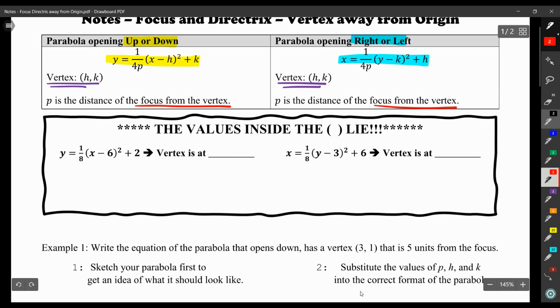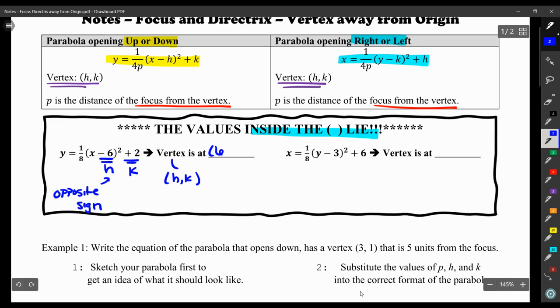So on the first one, we have y equals 1/8 (x minus 6) squared plus 2. Since it's in the format of y equals, this is my h and this is my k. But remember that anything inside the parentheses is going to change signs. So the h is actually the opposite sign from the equation to the coordinate. So when we write this coordinate, the vertex is h comma k. So the h is actually a positive 6 and the k is a positive 2.